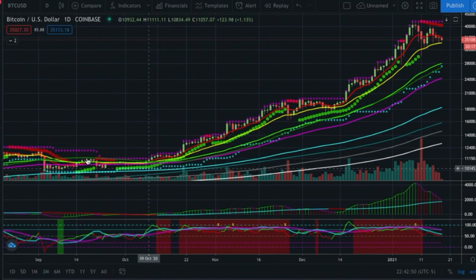Because once again, if we look at the daily trend, the last time we flipped the 8 under the 21 was back on September 2nd, and that was back at $11,500. So we could potentially get a massive move to the downside.